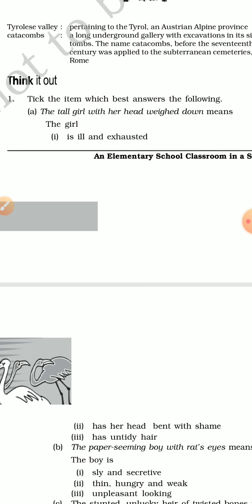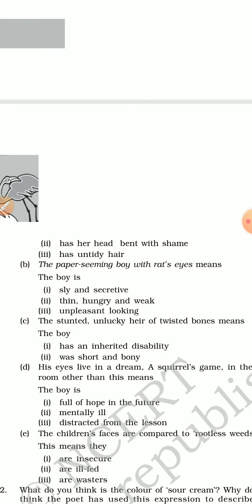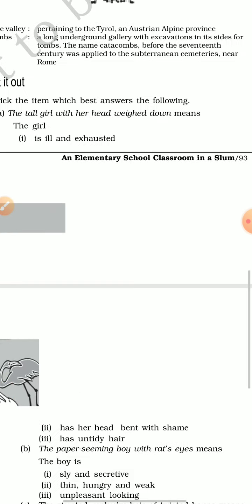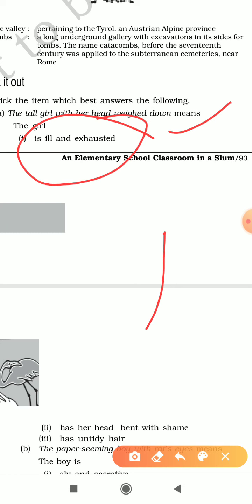The first option is ill and exhausted. Second option, has her head bent with shame. Third, has untied hair. So the right answer will be the first one, that she is ill and exhausted, because of the illness and tiredness she was having her head weighed down. So that's the right answer.